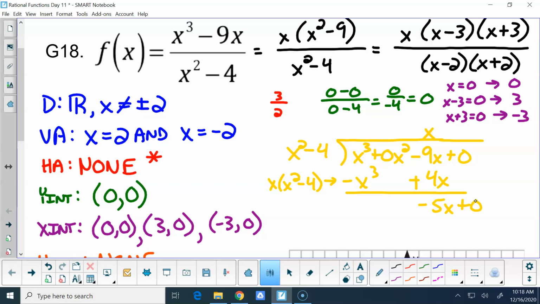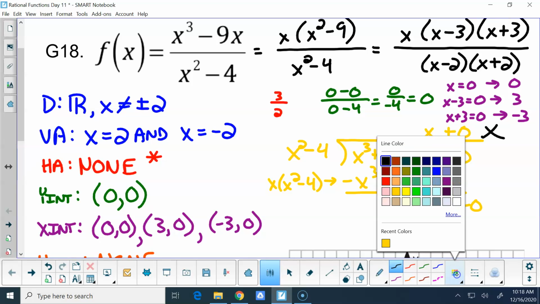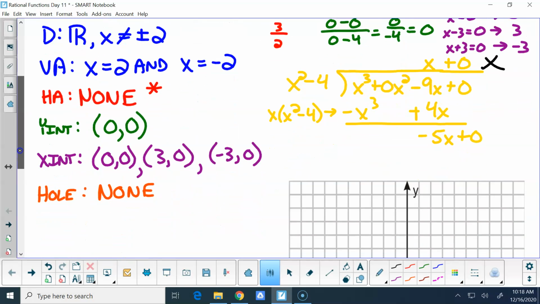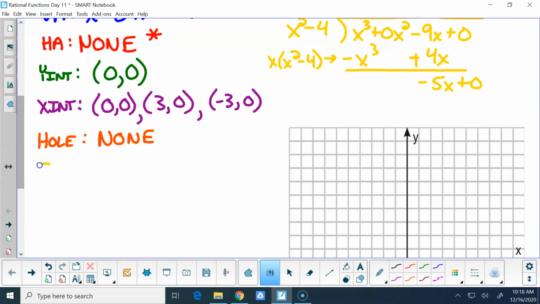And I can't do anything else here. So we're good there. So then we drop the remainder, whatever's left over. I don't even really care about it because we're just going to drop it. And so that would give me a slant asymptote of y equals x. Agree?